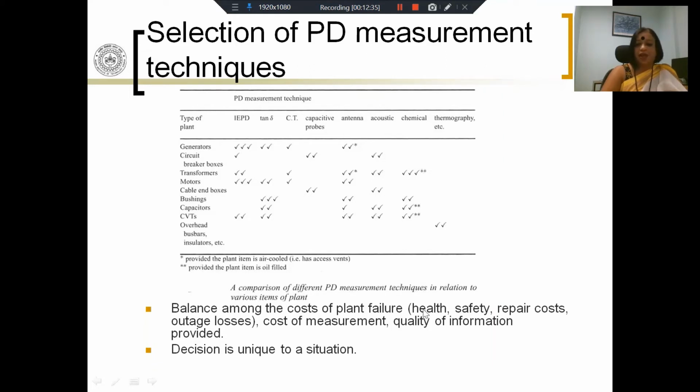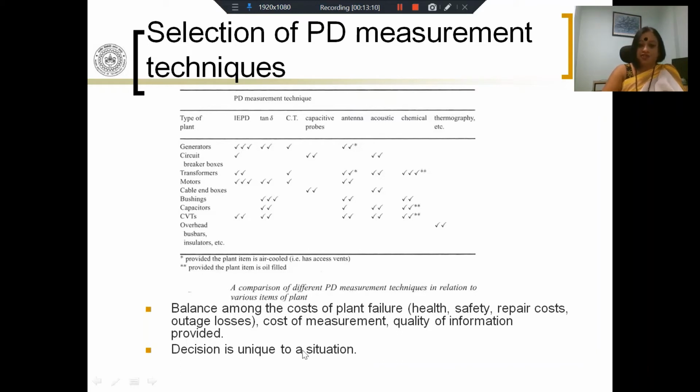For example, how costly is a fault going to be? And how costly is it going to be to monitor health throughout the life of the equipment? What is the repair cost? What is the loss due to outages? And what is the cost of implementing condition monitoring techniques? All these have to be taken into account. You spend a lot of money in building an online condition monitoring system, and then you find that the quality of information is not very good, it's not useful.